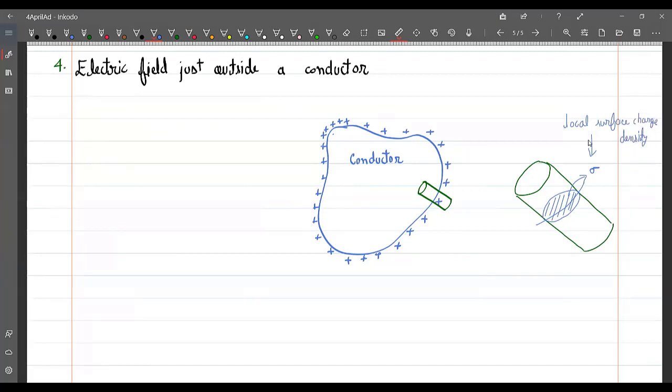So very near to the surface, if you go very near to the surface, the electric field, you can say that it is radially away from the surface. Only if you are very near to the surface. So that's why I've written just outside, not very far away, just outside. So electric field will be like this, but inside the conductor, there is no electric field. So here and in this region, there is no electric field. Electric field is zero. Okay. Inside the conductor, electric field is zero.